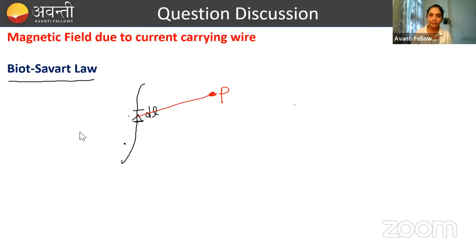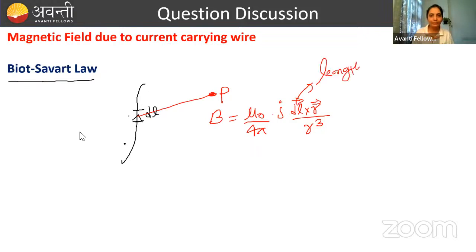So the Biot-Savart expression was what? B equal to mu naught by 4 pi into I dl cross r, divided by r cube. So this is this. Now look here, what is it? This is dl cross r. So what is dl here? dl here is also a vector, called the length vector. This length vector will have a direction in the direction of current. So its direction is in the direction of current.